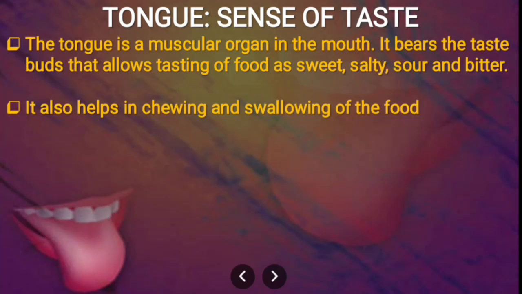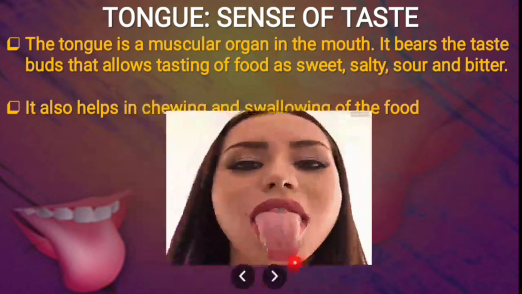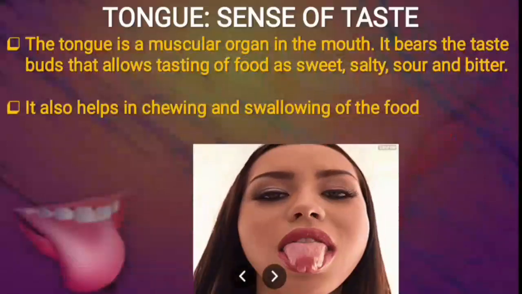Tongue, sense of taste. The tongue is a muscular organ in the mouth. It bears the taste buds that allow tasting of food as sweet, salty, sour and bitter. It also helps in chewing and swallowing of the food. So a tongue is a muscular organ.